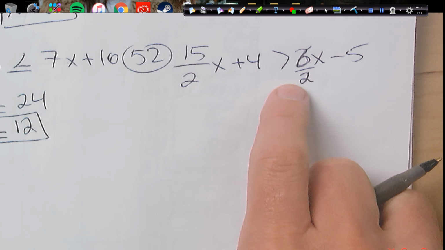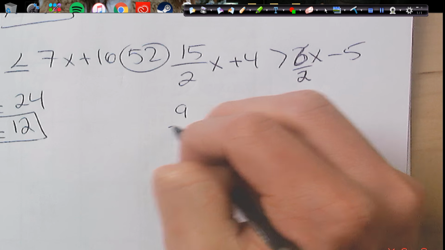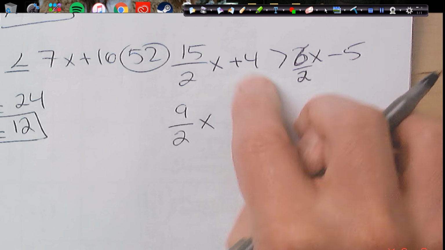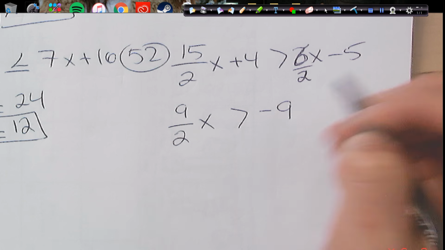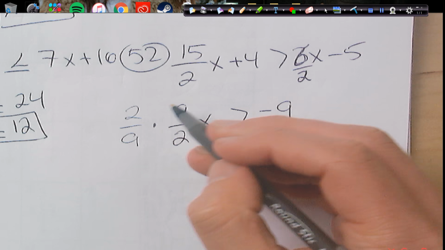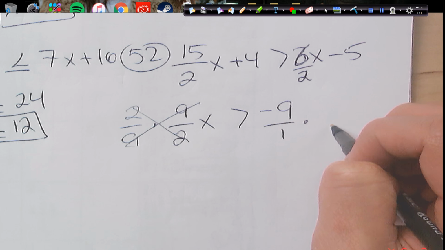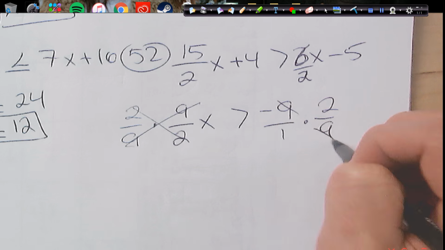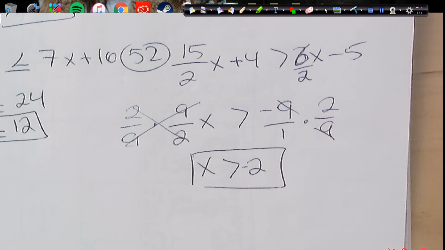This guy's smaller, so I'm going to move him over here. Take 6 away from 15, and I'm going to get 9 over 2x, and move the 4 over here, and that's going to give me a negative 9. Then we're going to get rid of this by multiplying by the reciprocal, and multiply this by the reciprocal. The 9's cancel, and x is greater than a negative 2. I never multiplied or divided by a negative, so I don't flip the sign.